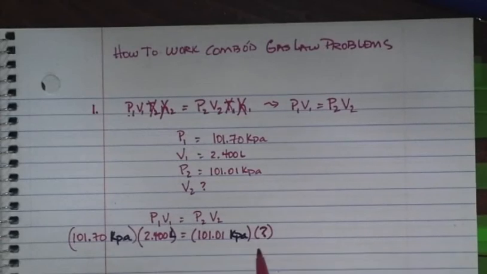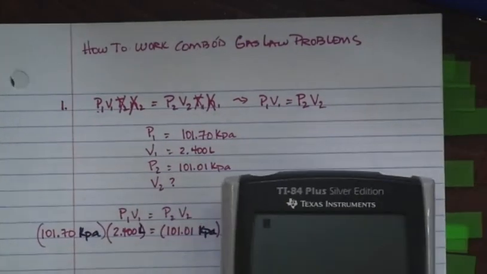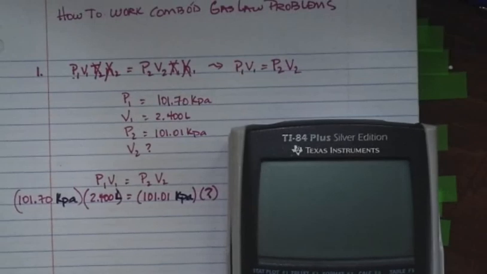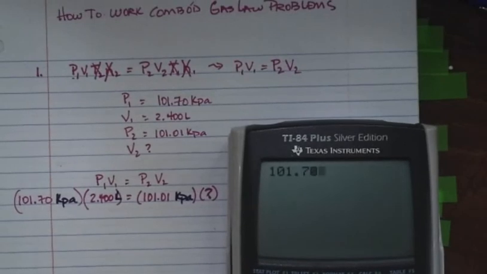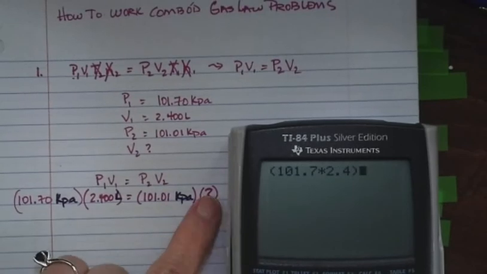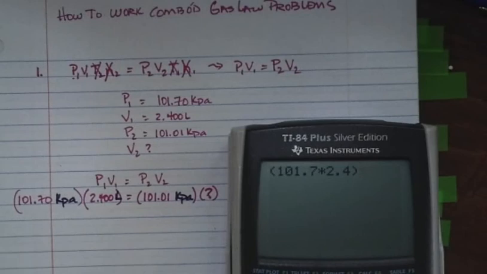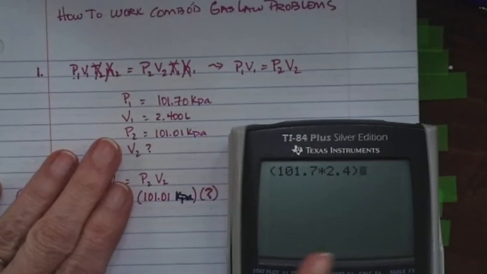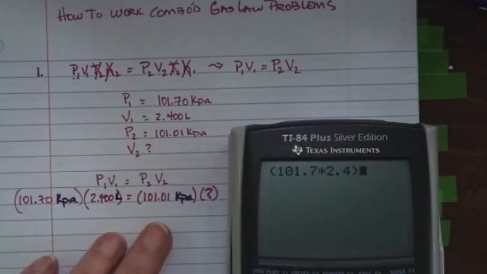So grab your calculator. When I put it in my calculator, I've got 101.7, I'm going to open my parentheses, 101.7 times 2.4, close parentheses, and I'm going to divide out on each side. These two things are multiplied together, so I'm going to divide out. If I divide one side, I have to do the same thing on the other side of the equal sign. So it's divided by 101.01 kilopascals.